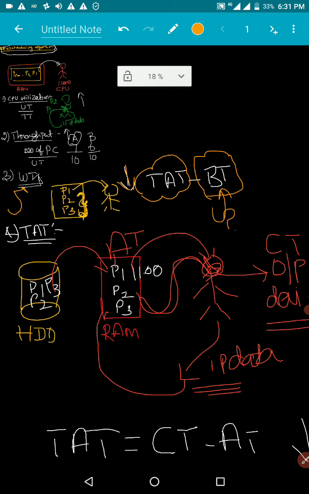So finally, the conclusion is that whatever algorithm is designed and developed should always keep CPU utilization and throughput maximal, as well as waiting time and turnaround time minimal. In such a way CPU scheduling algorithms are designed and developed. Thank you.